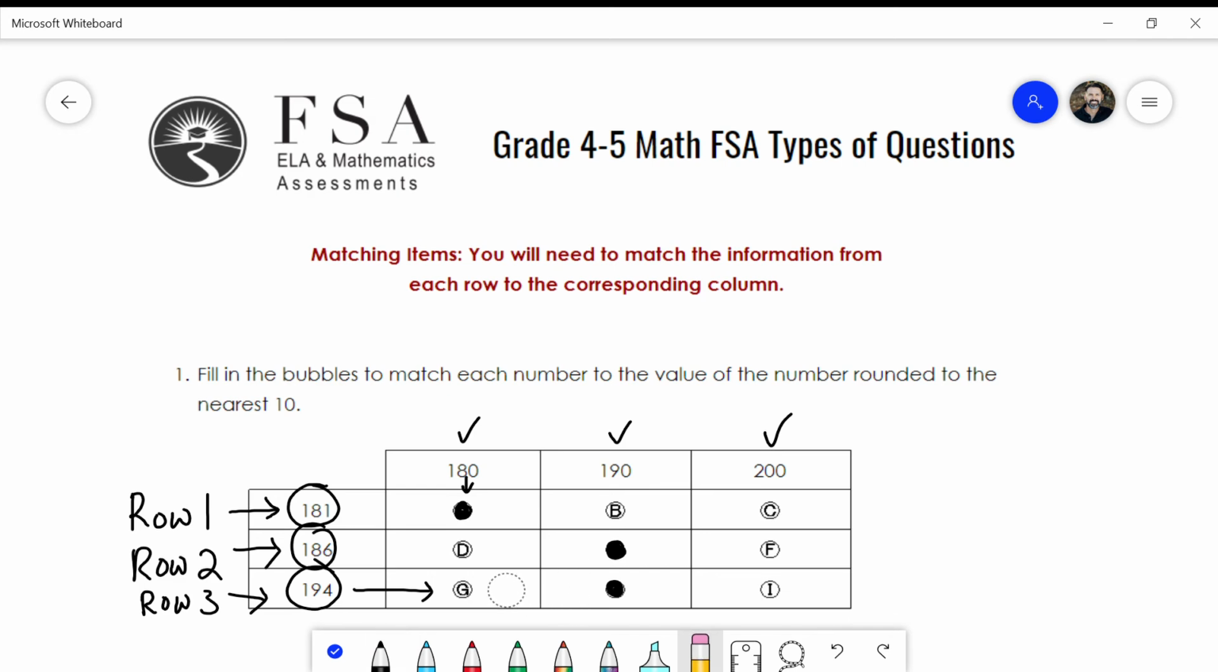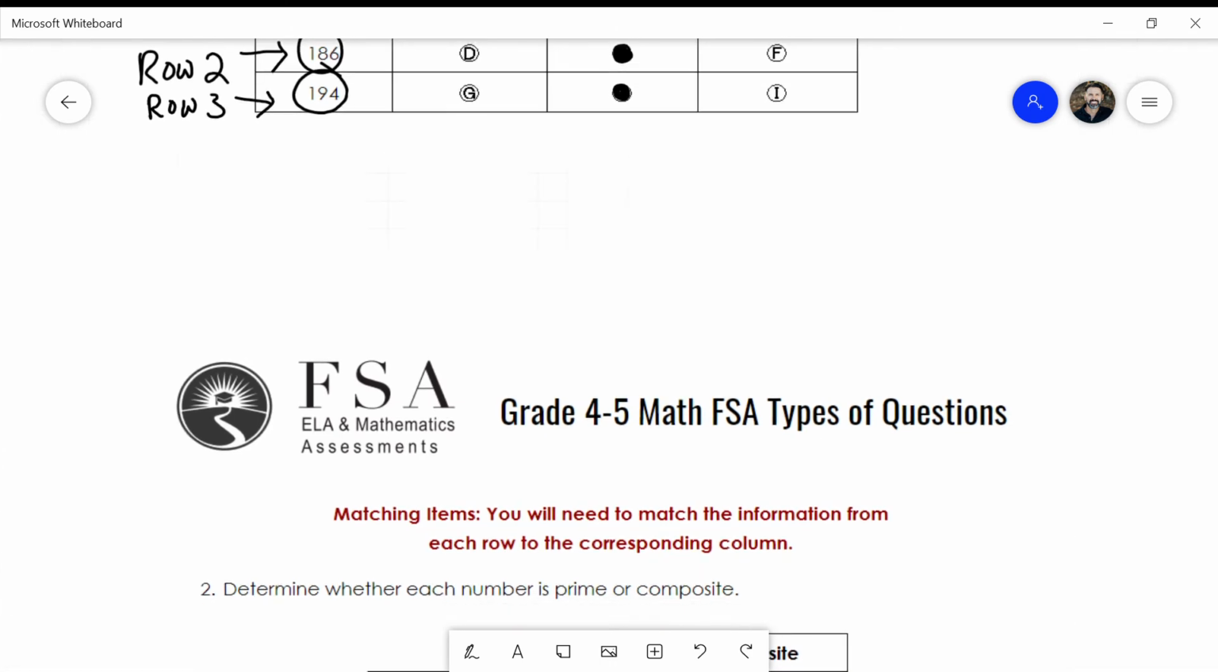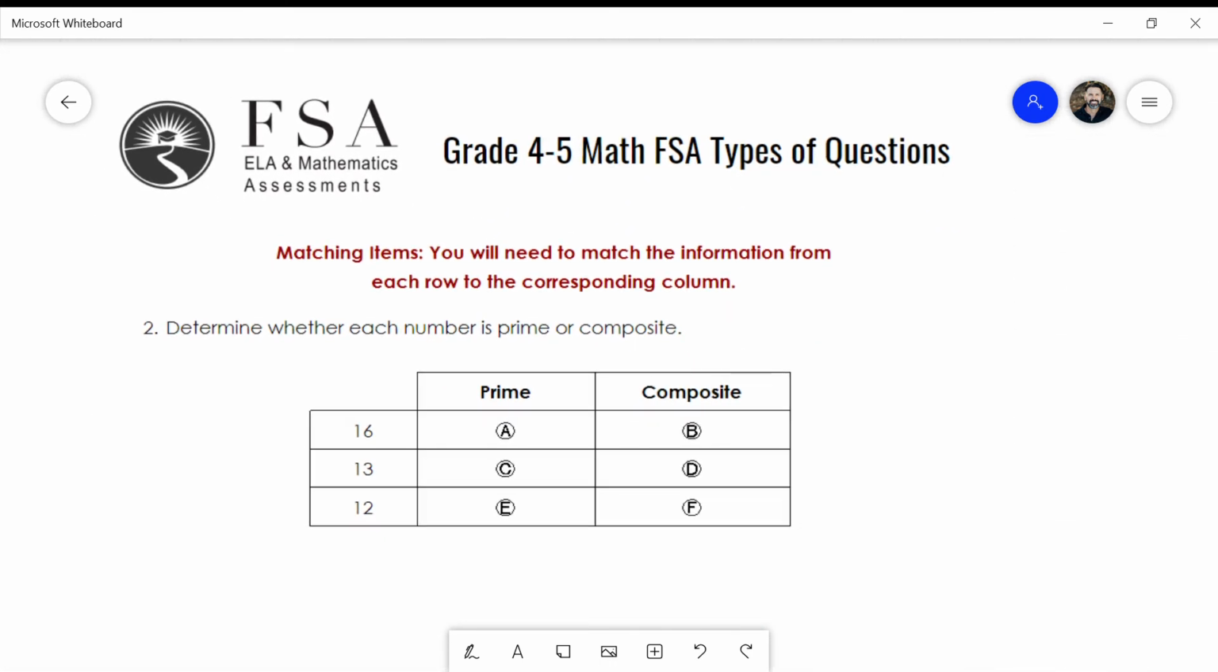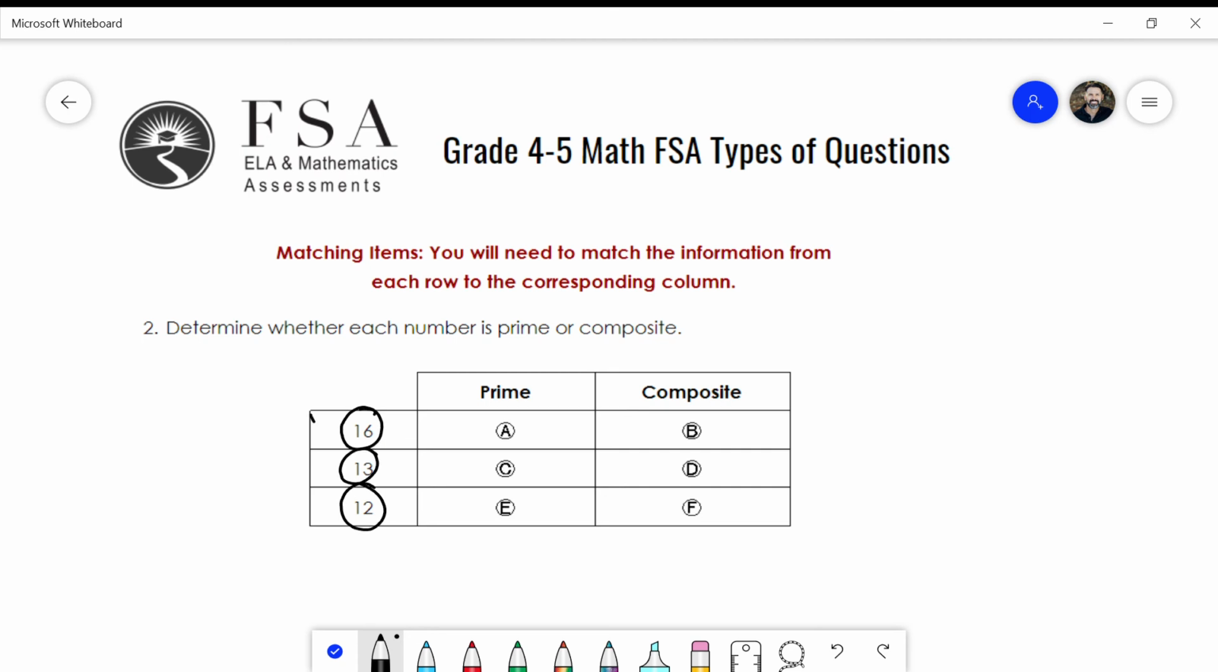All right, so let's take a look at another one. Same thing, we're still matching items. The question here is to determine whether the number is prime or composite. The number that we're identifying as prime or composite is on the left-hand side. We want to focus on one row at a time. So we start with row 1.